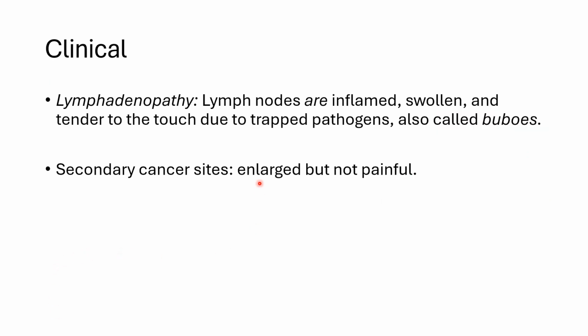And now clinically, what can happen? Lymphadenopathy. Lymphadenopathy means the lymph nodes are enlarged and they can be felt. So if they are enlarged because of inflammation, they will be tender to touch. Okay, they will be swollen and tender to touch. They are also known as buboes. Okay, but if it is because of cancer, because lymph nodes also try to remove the cancer cells from the lymph, then they are enlarged, but they are not painful.